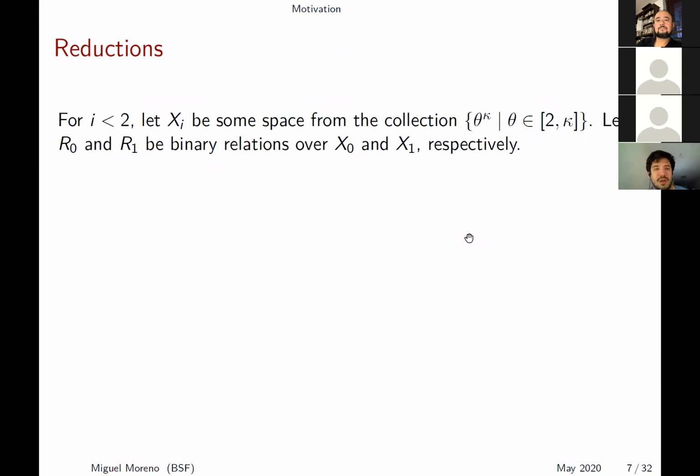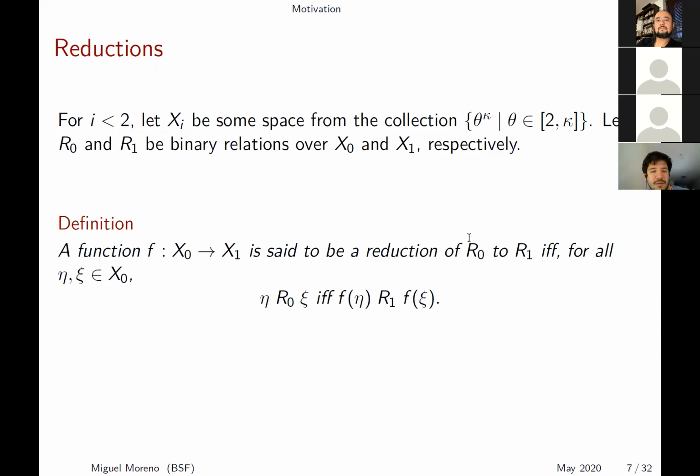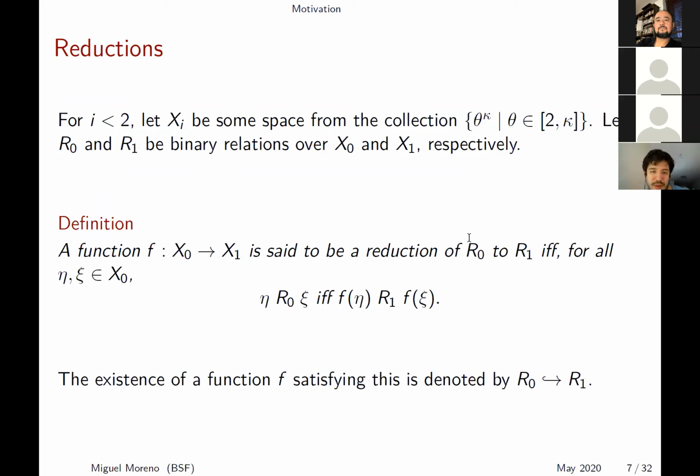So let's define reduction. You have two spaces, X0 and X1, of the form theta to the kappa. Let R0 and R1 be binary relations over X0 and X1 respectively. Now we say that a function f from X0 to X1 is a reduction from R0 to R1 if and only if for every eta and xi in X0, eta and xi are related in R0 if and only if f(eta) and f(xi) are related in R1. Okay, we denote this by the hook arrow.